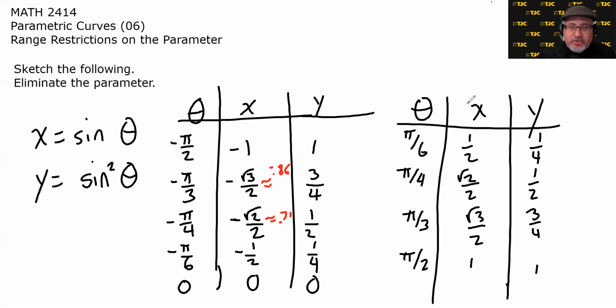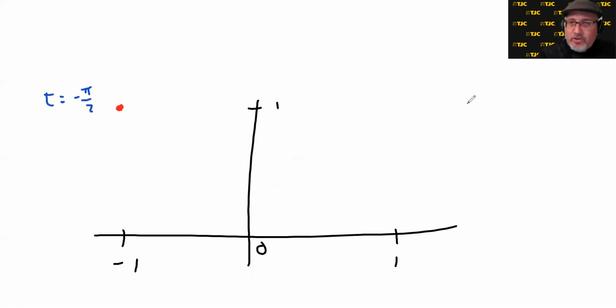All right, so let's go back to the graph, and our next point is at negative 0.86 comma 3/4. It might help us if we partition things into quarters. Negative 0.86 is about over here, and then up 3/4 we'll put it about here. So this is where t is equal to negative pi over 3.